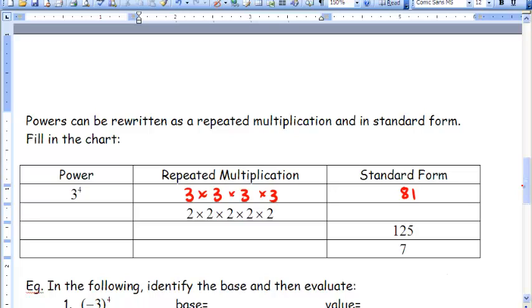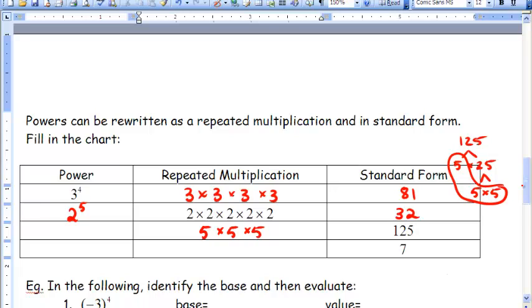Next, well, we've got a repeated multiplication. 2 times 2 times 2 times 2 times 2. That's like saying 2 to the exponent of 5. And when we multiply that out, we get 32 as our standard form. Now, let's go back from standard form to repeated multiplication. Well, what number multiplied by itself will get us 125? Well, it turns out that 125 is just like saying 5 times 25, and 25 is just like saying 5 times 5. Well, there is our repeated multiplication. 5 times 5 times 5.